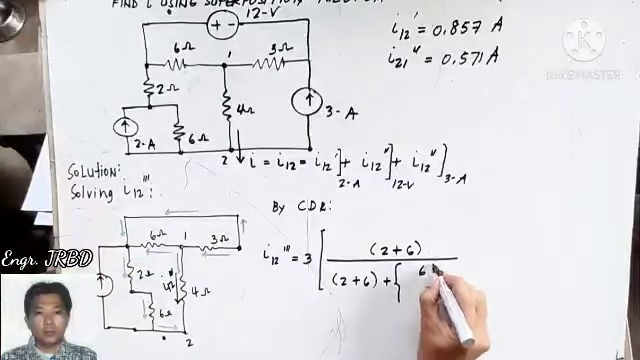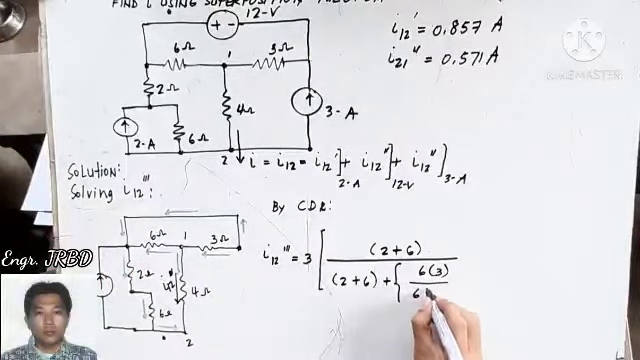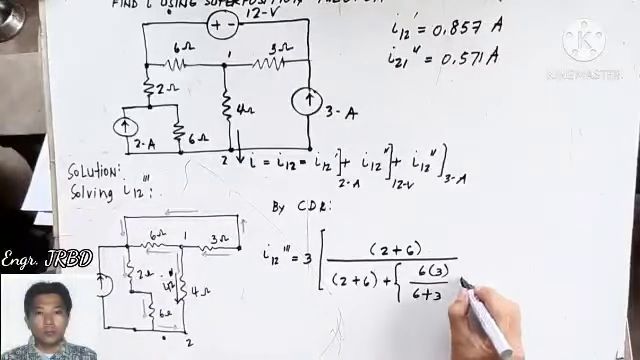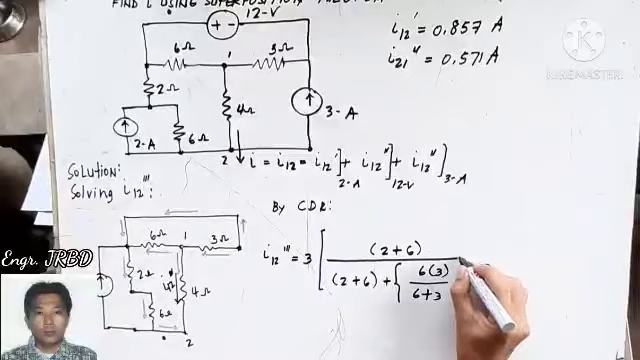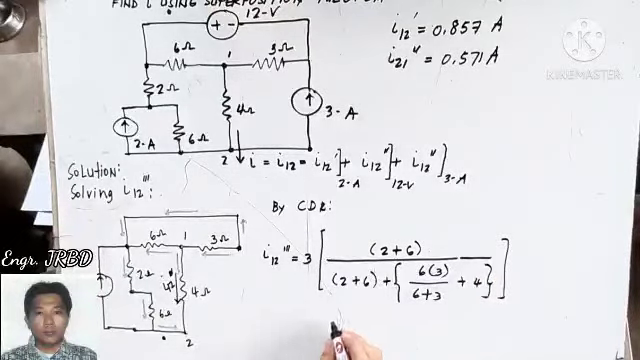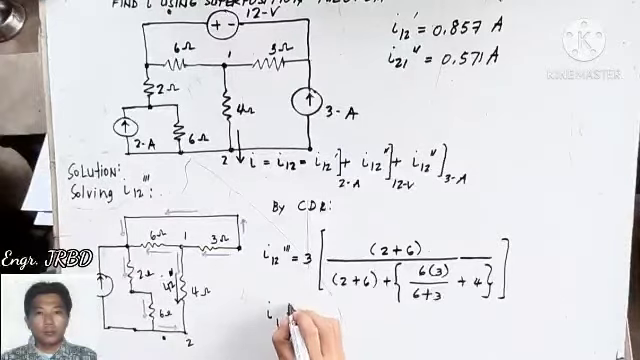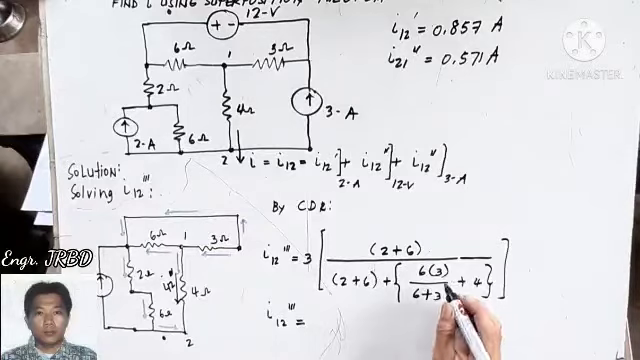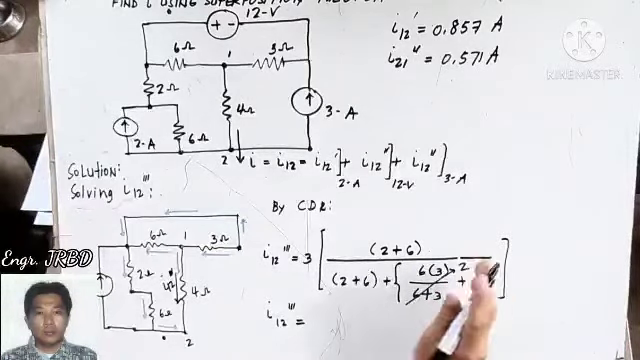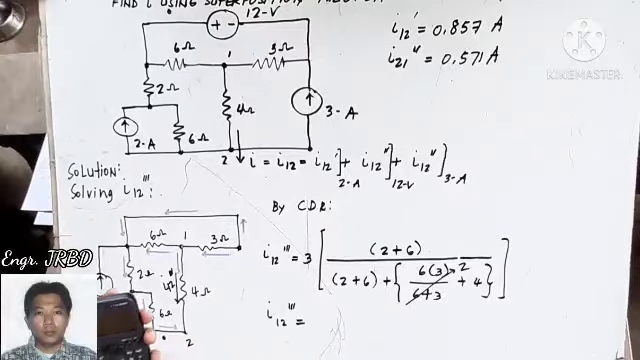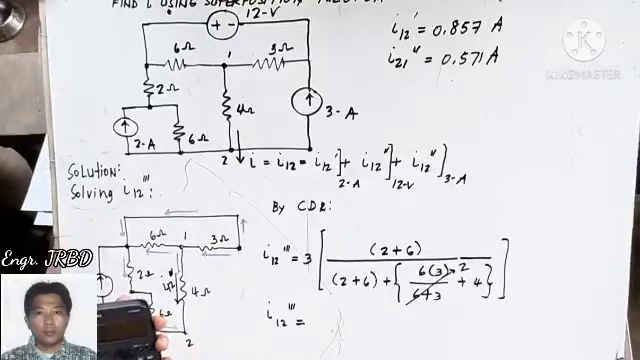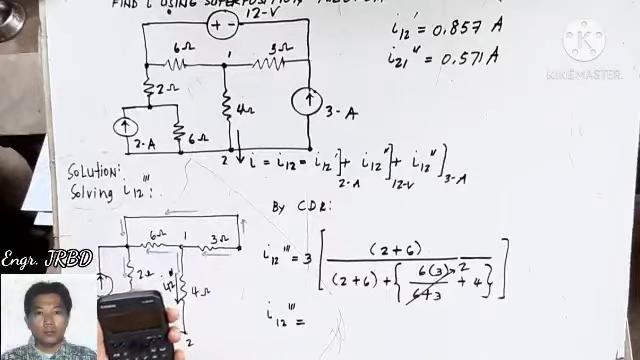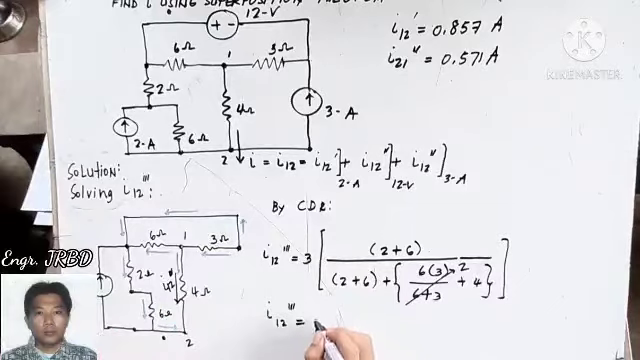6 and 3 in parallel, plus 4. O yan. So this is your I-12. 6 times 3 is 18, divided by 9 is 2 ohms. So 3 times 8 divided by 8 plus 2 plus 4. That is 1.714 amperes.